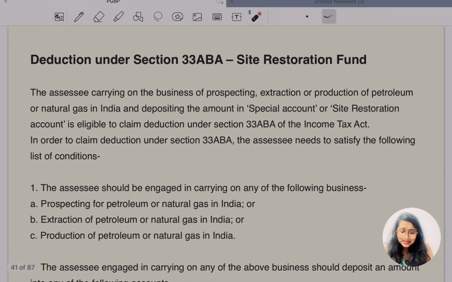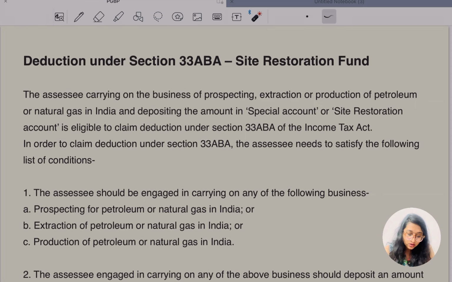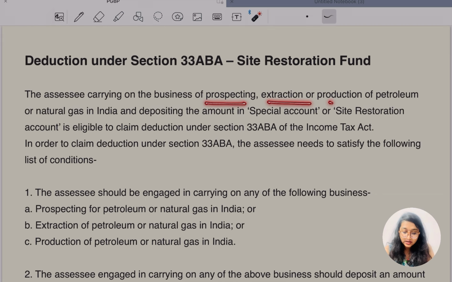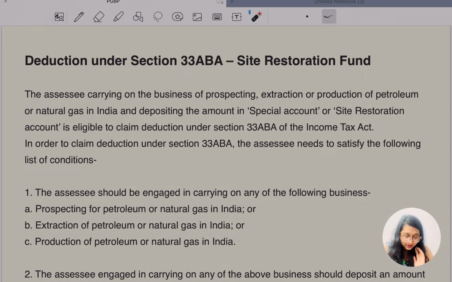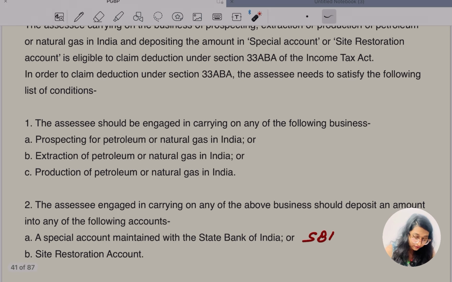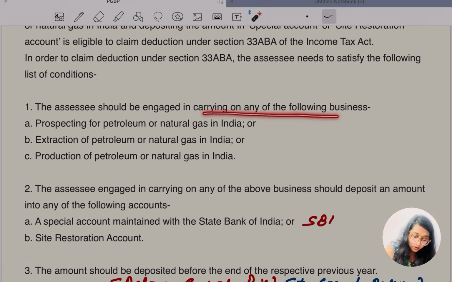So let's read what is this site restoration. The SSC carrying on business of prospecting, extraction or production of petroleum or natural gas in India, depositing the amount in special account or restoration account, is eligible to claim the deduction under section 33ABA of the Income Tax Act. In order to claim the deduction under section 33ABA, the SSC needs to satisfy the following conditions. Number 4, SSC should be engaged in carrying on any of the following business: prospecting for petroleum or natural gas in India, extraction of petroleum or natural gas in India, or the production of petroleum or natural gas in India. ठीक है.